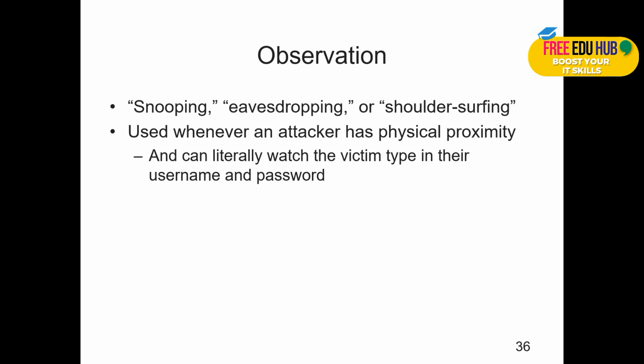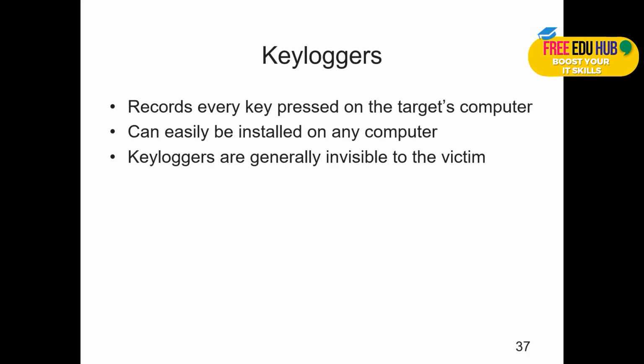Now, observation is, for example, snooping, eavesdropping, or shoulder surfing, used whenever an attacker has physical proximity, who is looking at you, or has access to your machine where you are entering the password. They are keeping an eye on what kind of password you're choosing, and can literally watch the victim type in their username and password. Now, keyloggers record every key pressed on a target computer, can easily be installed on any computer, and usually are not detected by antivirus. Keyloggers are generally invisible to the victim.